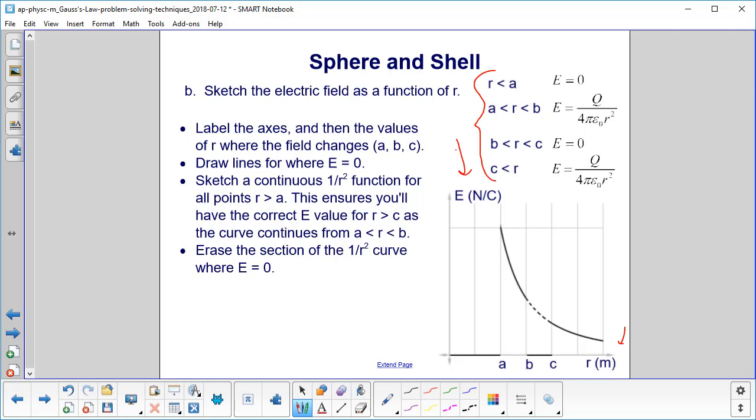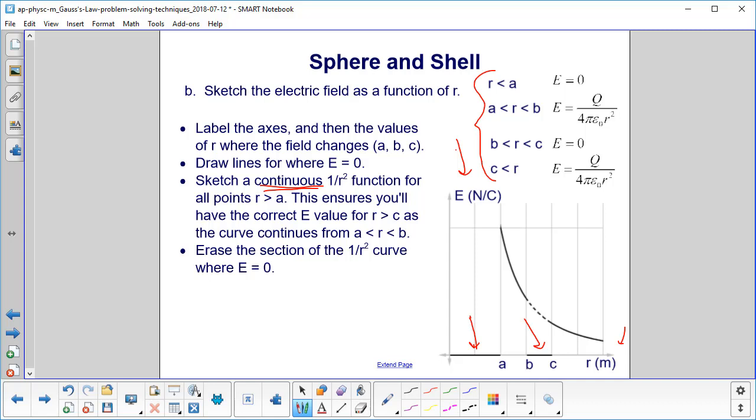So from 0 to A, it's 0. Okay. And from B to C, it's 0. Then sketch a continuous curve. Okay, this is a step process, so don't worry yet. For all points where R is greater than A. This ensures that you'll have the correct E values for R greater than C.